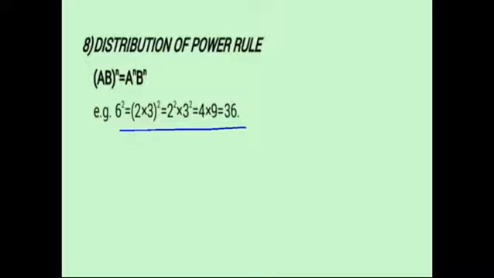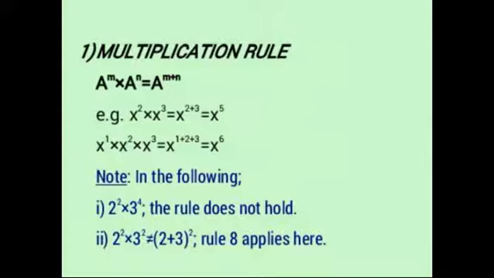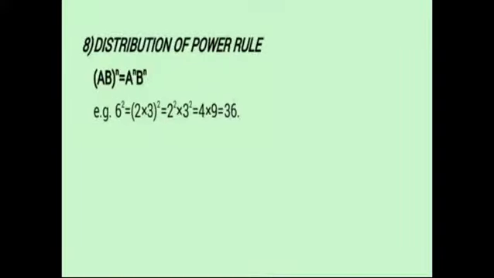Then we look at the last rule, which is the distribution of power rule. In this distribution of power rule, let's take our minds back to the multiplication rule where we made a statement there. Here we said that 2 squared times 3 squared, that is 2 raised to the power of 2 times 3 raised to the power of 2, is not equal to 2 plus 3 raised to the power of 2. So adding bases does not apply here. It's rule 8 that applies here, which is the last rule we are looking at.